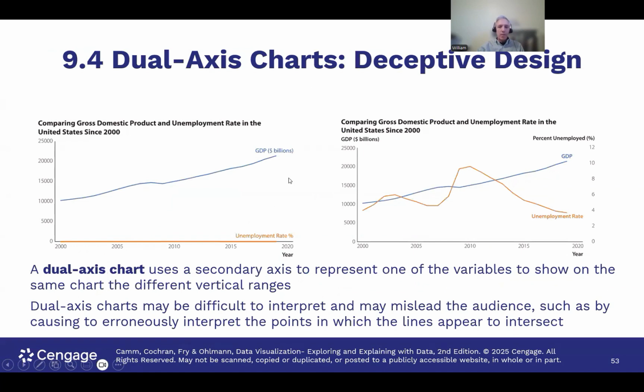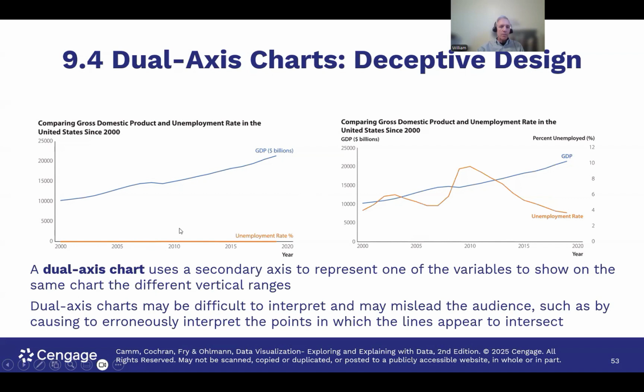Okay, so I'm going to go on record as saying I don't like dual axis charts because they're hard to interpret, they're hard to understand. And so here's a dual axis chart, excuse me, that clearly does not work. What we've got is GDP and unemployment rate. And the reason it doesn't work is because they try to keep the scales of the y-axis the same.